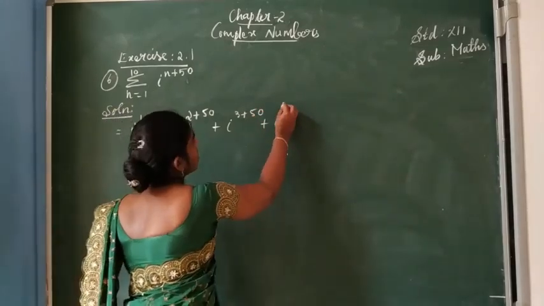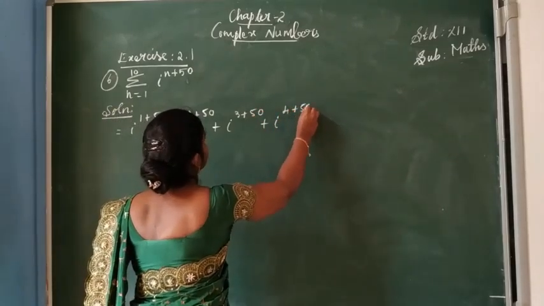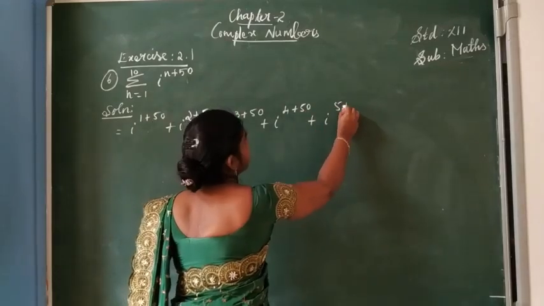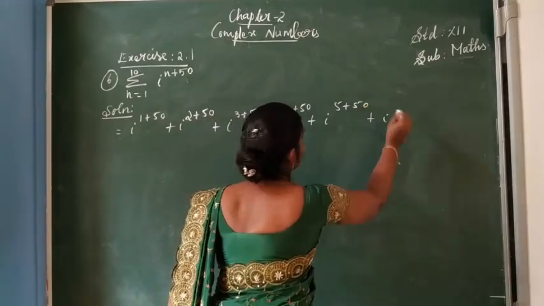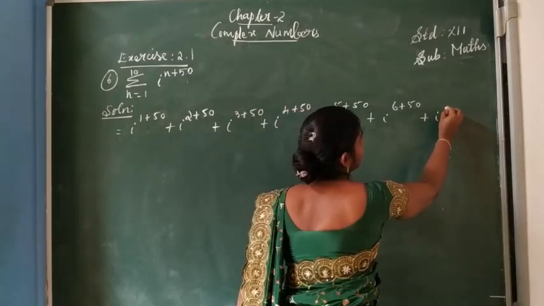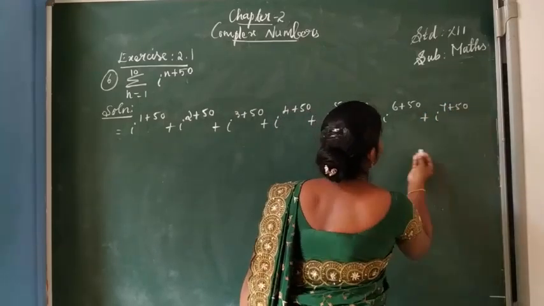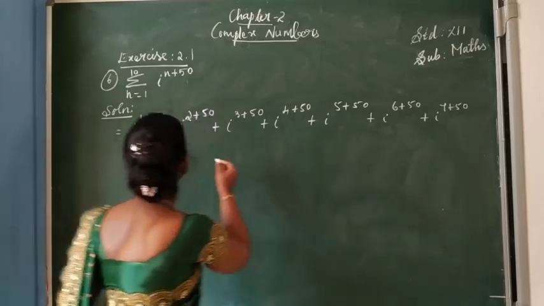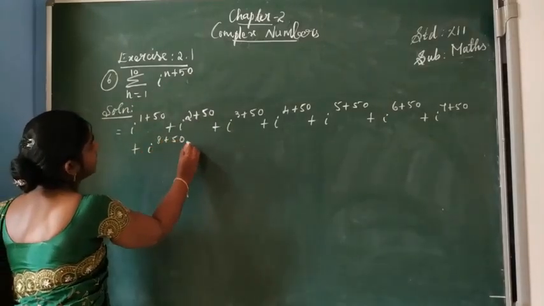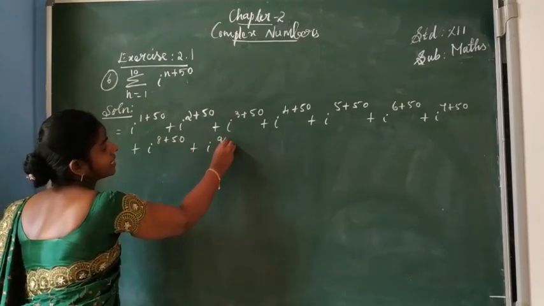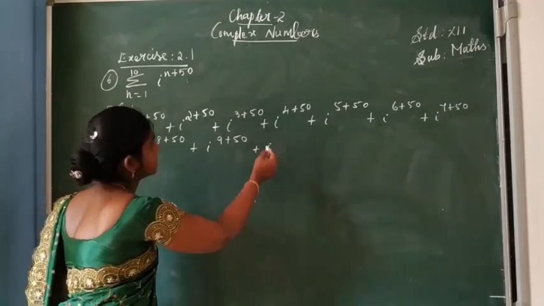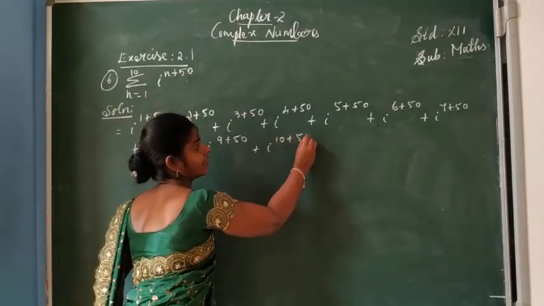power 4 plus 50 plus i power 5 plus 50 plus i power 6 plus 50 plus i power 7 plus 50 plus i power 8 plus 50 plus i power 9 plus 50 plus i power 10 plus 50.